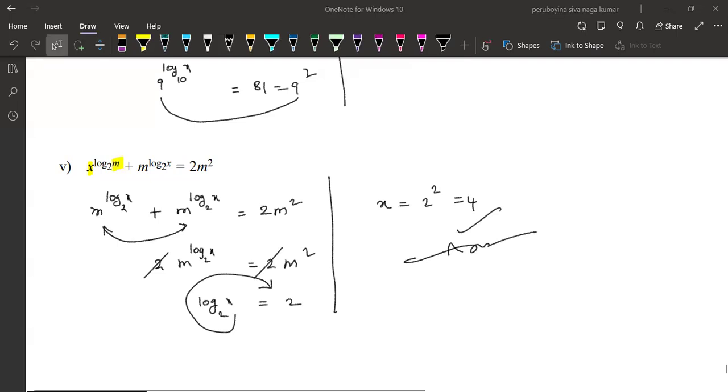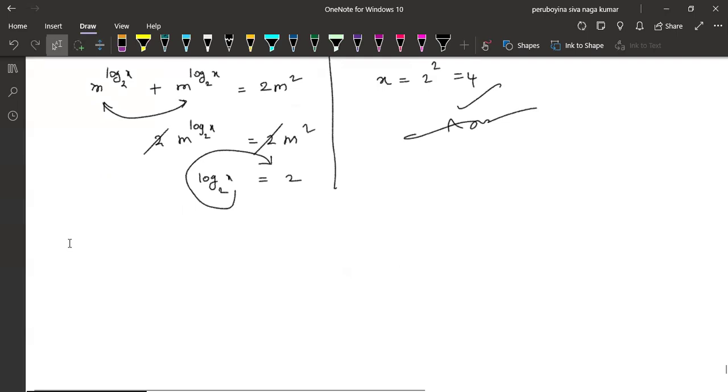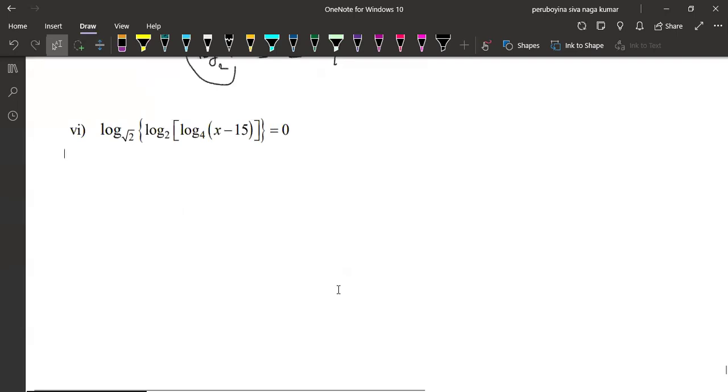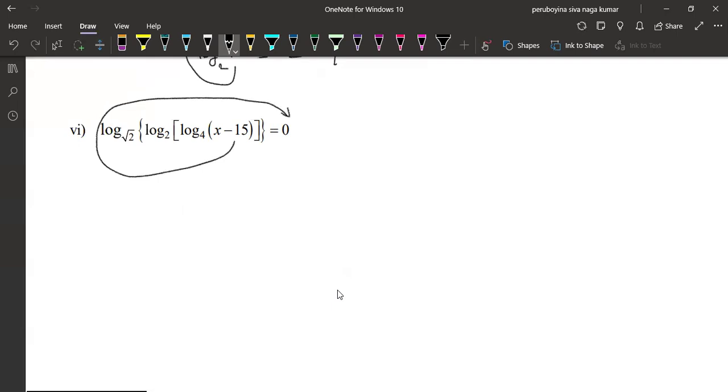Next, we will solve the sixth problem. So what should we do? Here you can also use the Scorpion technique directly. So what is the overall input? X minus 15 is the overall input. So write down that first, this one. Write down that x minus 15 and follow the tail.